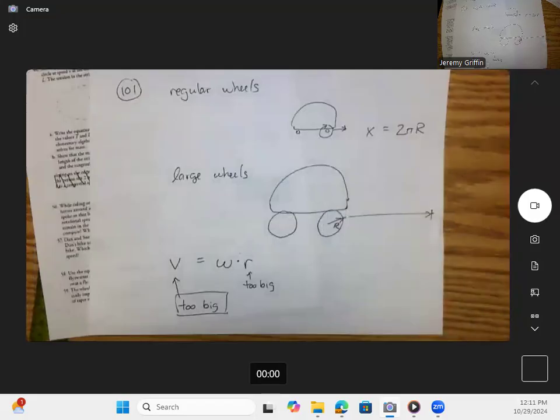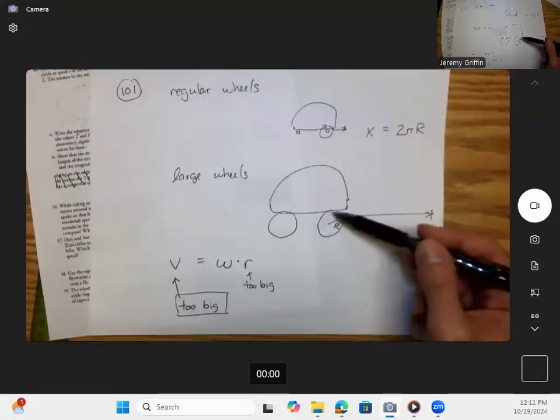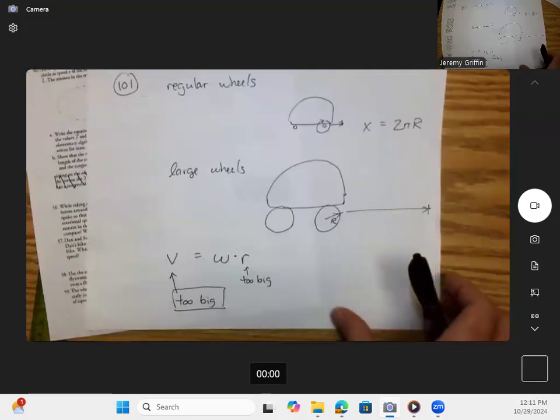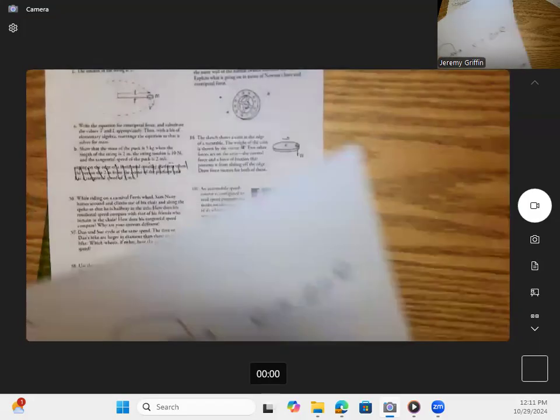So the speedometer, wait a minute, did I get that? Yeah, so for every one rotation, it's going to tell you you're moving faster than you're actually moving. All right, that's it. The speedometer reading is going to be too big.